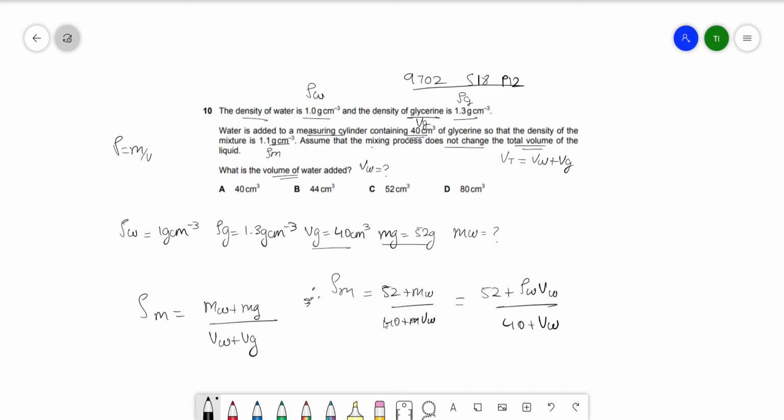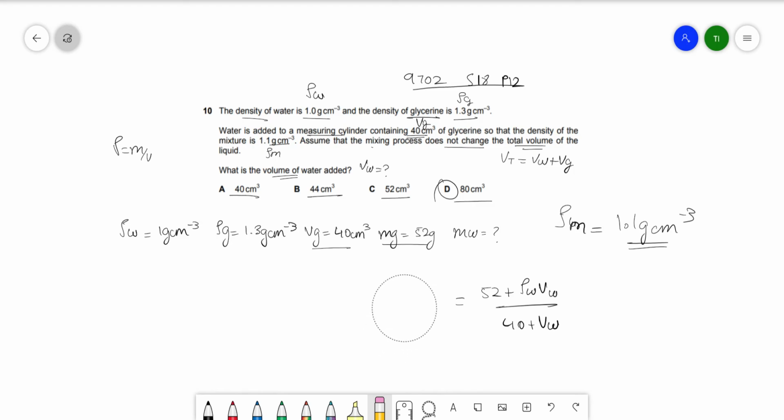However, I found that the easiest way to do it without getting into much complication is just do trial and error. By trial and error, I mean substitute each of these volumes into this equation, and the one that makes the density of the mixture 1.1 grams per centimeter cube will be the correct answer for the volume of water, which is, well, D, if you do it by trial and error. But if you don't want to do it by trial and error and want to go into further explanation, let's work that out here.